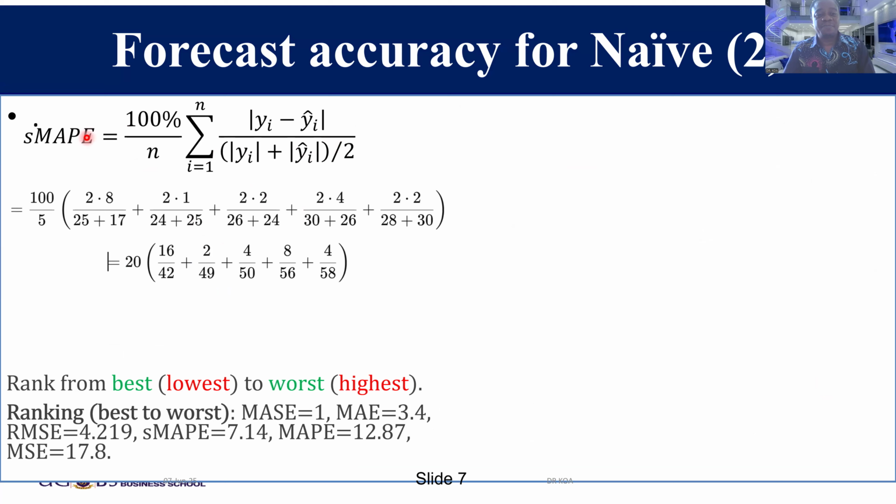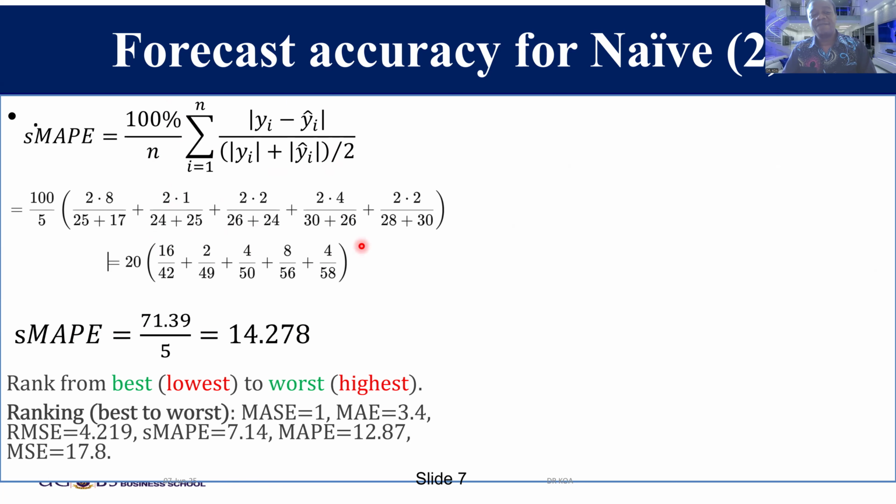Now you calculate the S-MAPE. The S-MAPE is the same thing as the one before. You take the error, divide by the absolute value of the actual and that of the forecast, and then you divide all by 2. Once you do that, you multiply this by 100 over n, which is 100 over the sample size. When you do that, you're going to get an S-MAPE of 14.278.